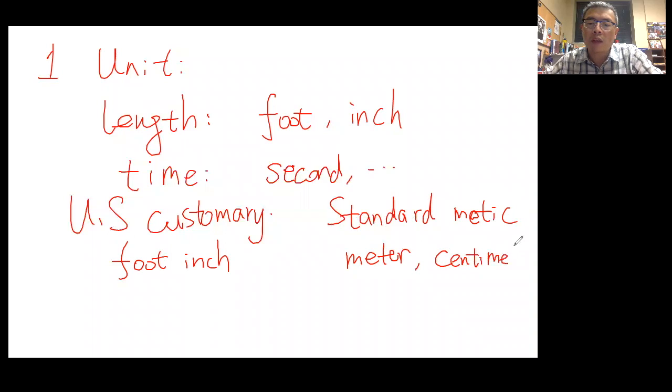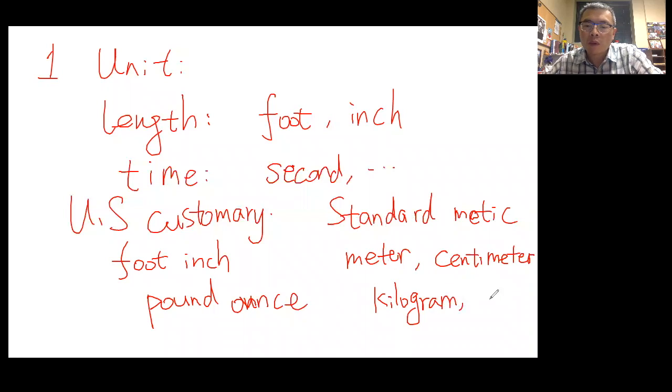Now, another thing is, like in US, we use pound and ounce for weight. Well, in the standard metric, people use kilogram and gram. So there's a difference, okay? Strictly speaking, these are units for mass. These are units for weight. But they're directly related, but they're not the same thing. But for the purpose of this course, they're kind of the same. Okay?